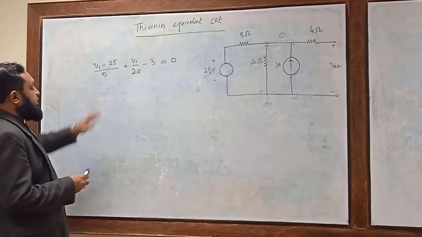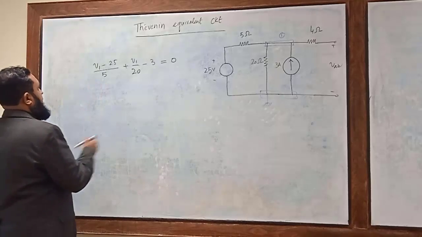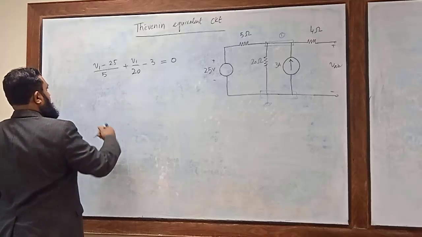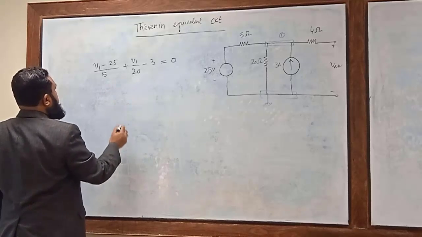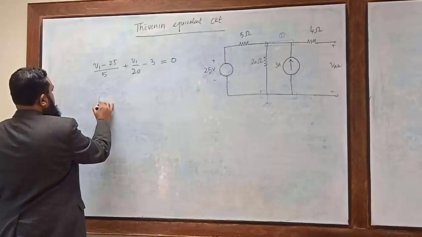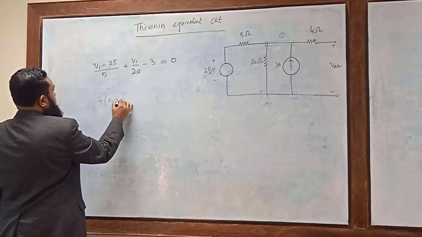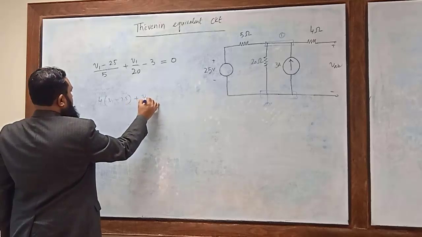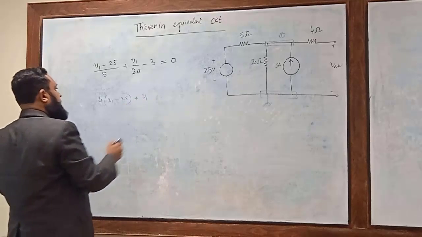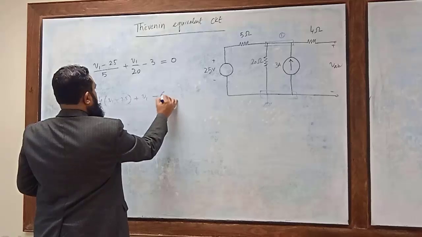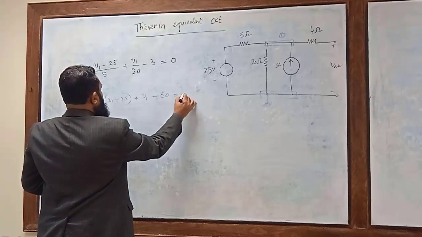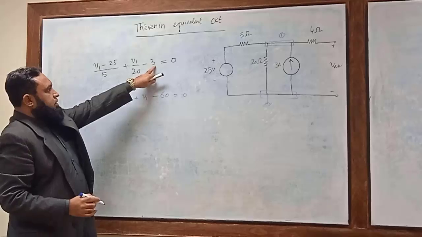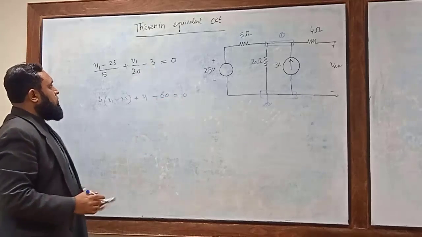Just rearranging this expression, the LCM is 20. So we can write this as 4 V1 minus 25 plus V1 minus 60, because 20 times 3 is 60, equal to 0.